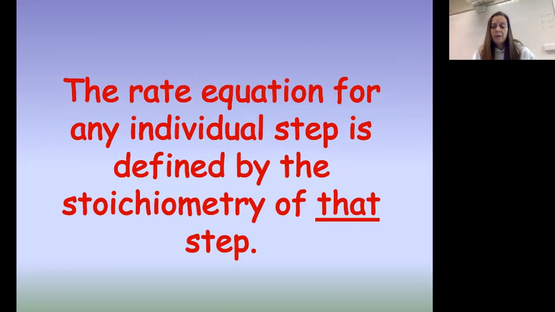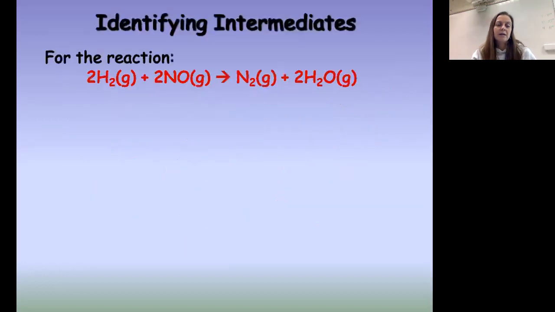So before we jump into writing rate laws and validating mechanisms, let's talk about intermediates and catalysts. So an intermediate is something that is formed in the process of a reaction and then consumed in a subsequent step. So intermediates only occur in multi-step reactions. You should be able to identify the intermediate if you're given the steps.